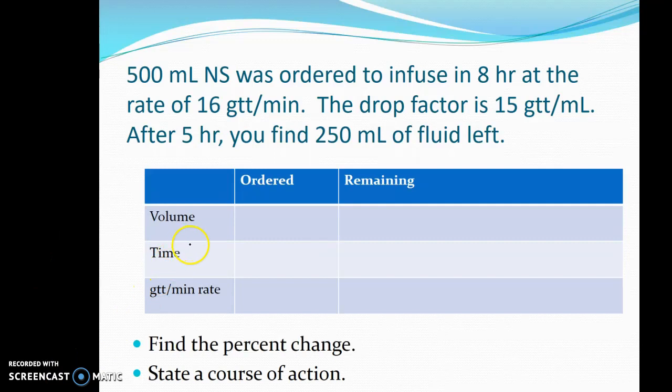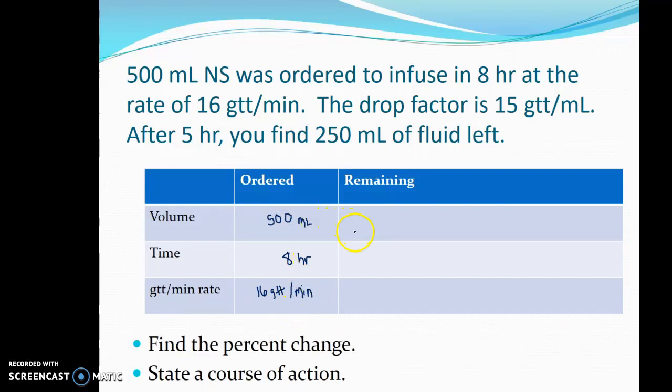So I'm going to read back through the problem. This time I'm going to fill in the information. So it starts out with 500 milliliters. So that gives me the volume that's ordered. So I'll fill in the 500 milliliters right here. It was ordered to infuse in 8 hours. So I'll fill in the 8 hours as the time. At a rate of 16 drops per minute. So I'll fill in the 16 drops per minute. So the entire ordered column is filled in. So the 500 milliliters per 8 hours, doctor's order, nurse has already calculated and set the IV at 16 drops per minute.